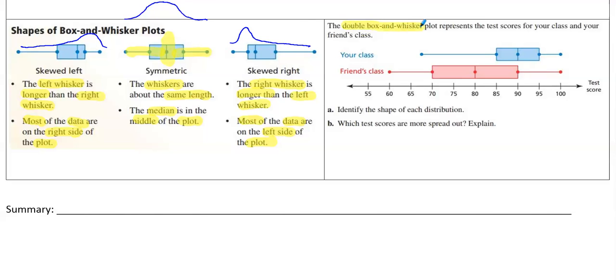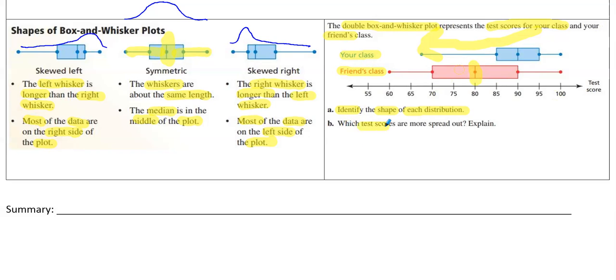We have a double Box-and-Whisker plot, which represents the test scores for your class and your friend's class. Looking at your class and your friend's, I gotta say, you're probably in the better situation here. Okay, identify the shape of each distribution. This blue one, most of the data are concentrated on the right. That right whisker is shorter than the left one, so this is skewed left. And this, your friend's, looks like it's pretty even, so I think this is symmetric. It looks like there's a line of symmetry here, and the whiskers are the same length, and they look like a reflection of one another.